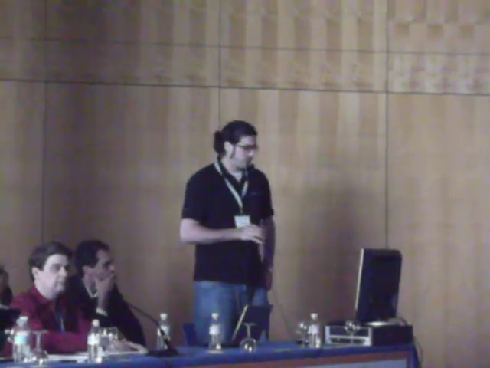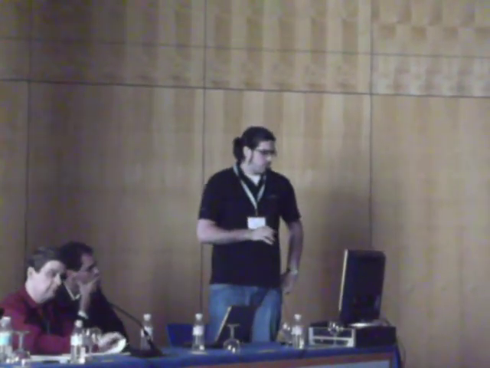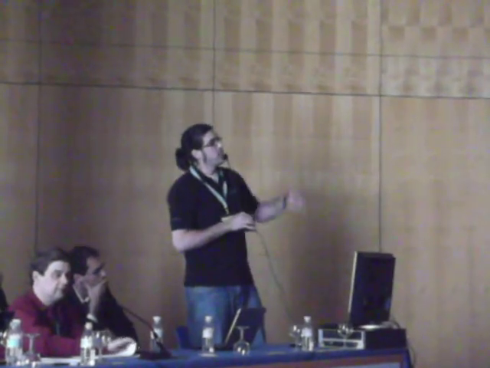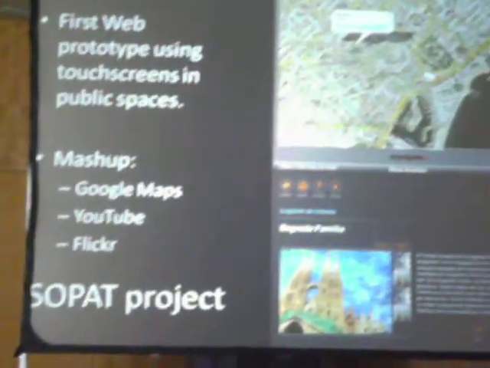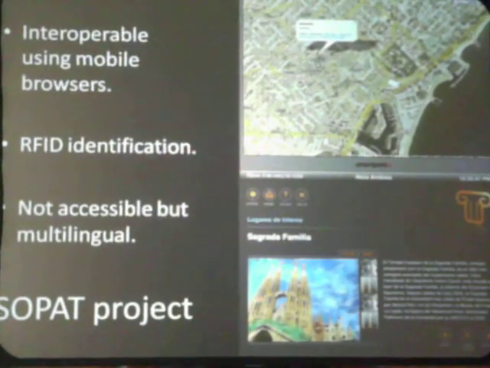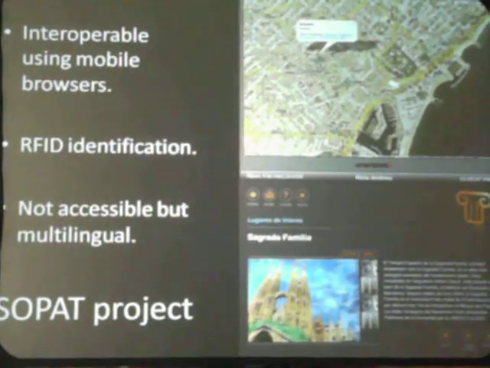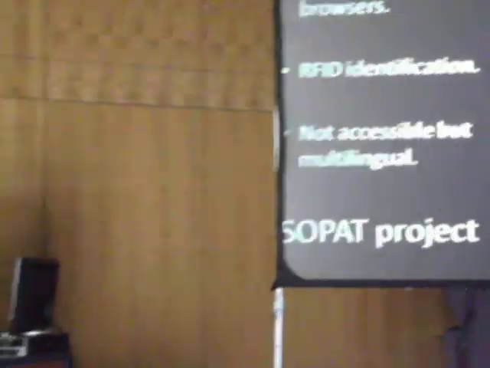The first ICD that we developed was in the environment of a research project called the SOPAT project. And it was our first ICD, interactive community display, using web technologies. This allowed us to do a kind of mashup using Google Maps, YouTube videos, and Flickr pictures. And it works with an identification that permits personalizing the content of the interactive community display depending on the user's profile. And it was not accessible, but it was multilingual.